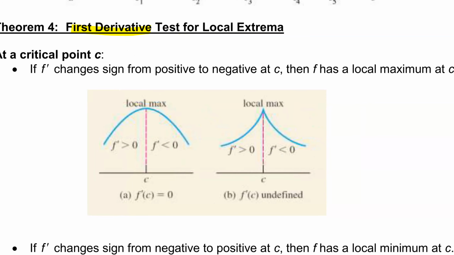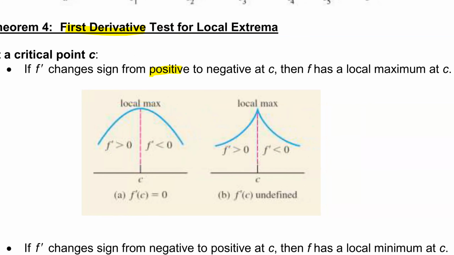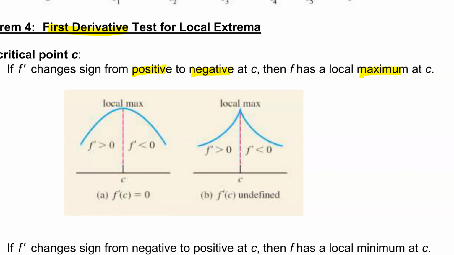Okay, so for example, at a critical point C, if it changes from positive to negative, then we have a local max. So f prime greater than 0 means positive, f prime less than 0 means negative. If we're changing from a positive slope going up to a negative slope going down, that means we had a little Humpty Dumpty: we go up to a max and then come back down. So at our critical point, the slope is 0 because the tangent line would be flat right here.